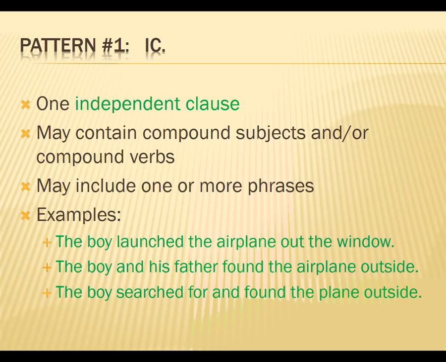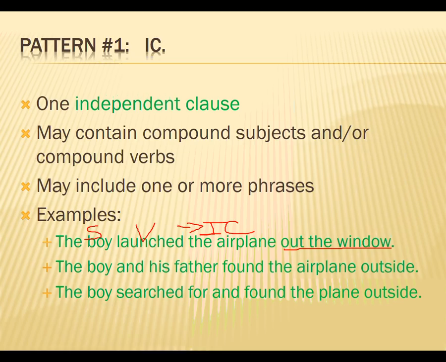Let's look at the examples of simple sentences. The boy launched the paper airplane. The subject of the sentence is boy. The verb is launched. There's a prepositional phrase, out the window. But in all, this is one independent clause. The next example, the boy and his father found the airplane outside.